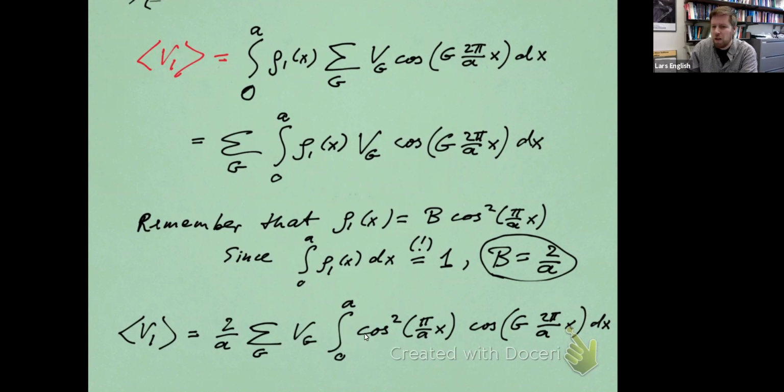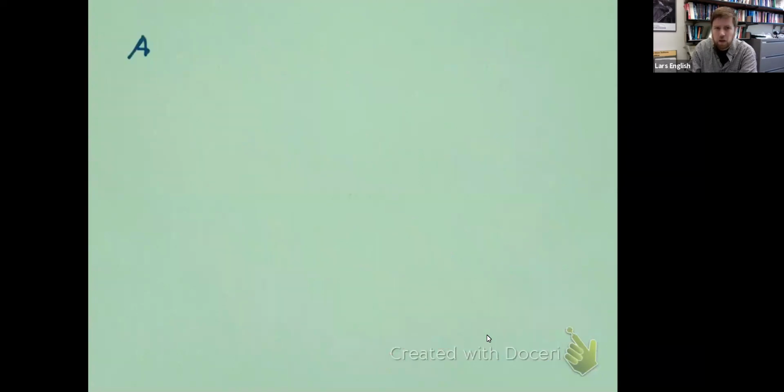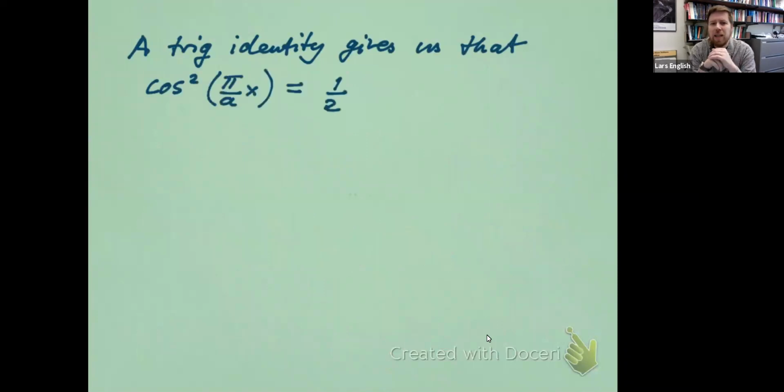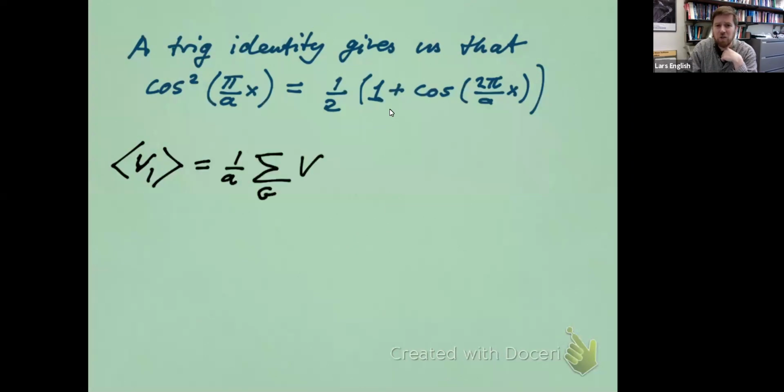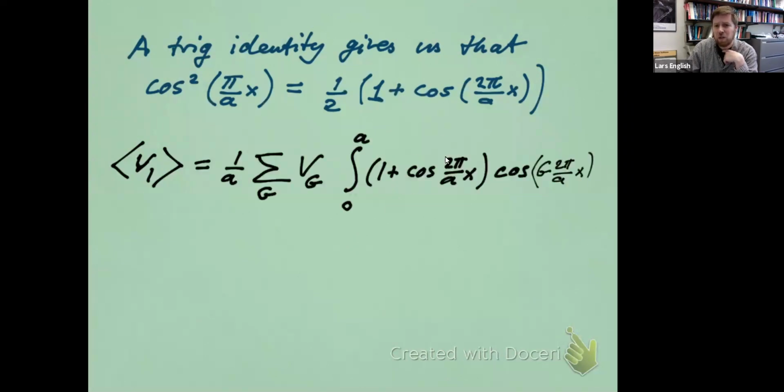There's a cosine squared of pi over a times x, and then times a cosine of G times 2 pi over a times x. This one comes from the probability density, rho 1, and this comes from the lattice, V of x, the potential energy. Now we're going to turn to a trig identity. We're going to write the cosine squared in terms of 1 plus the cosine, noticing that I get an additional factor of 2. That's just a standard trig identity, and I'm going to insert that into the integral. Instead of cosine squared, now I have this expression. I also pulled the 2 out front, so this becomes a 1 over a, and then I have what I had before.